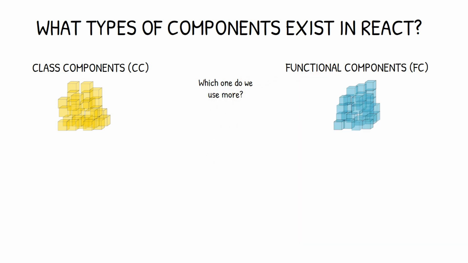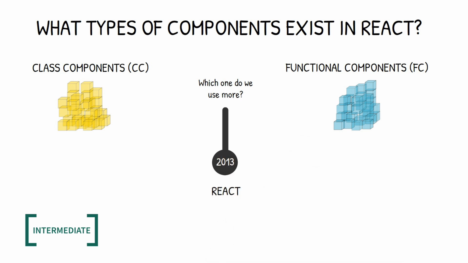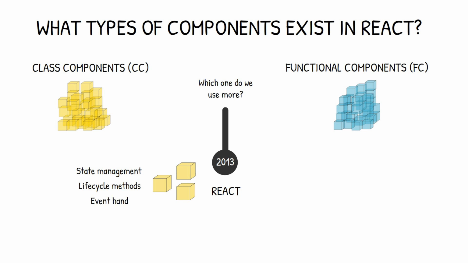To answer this question, we have to return a bit to the history. When React was first introduced in 2013, it mainly relied on class components, which basically cared about everything. Functional components were used only as simple stateless UI components.